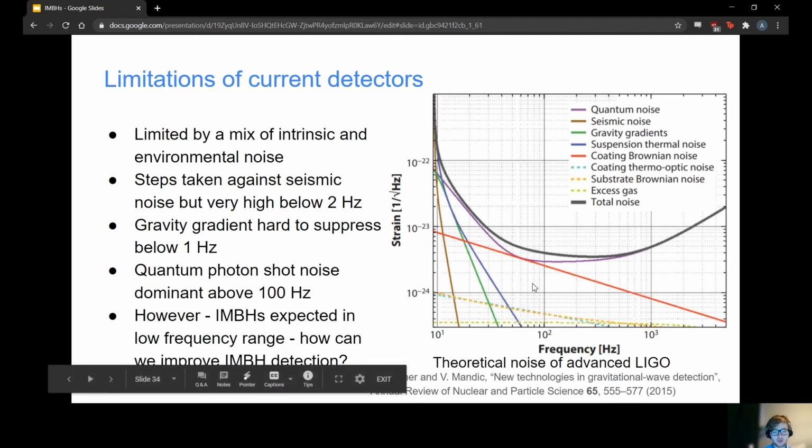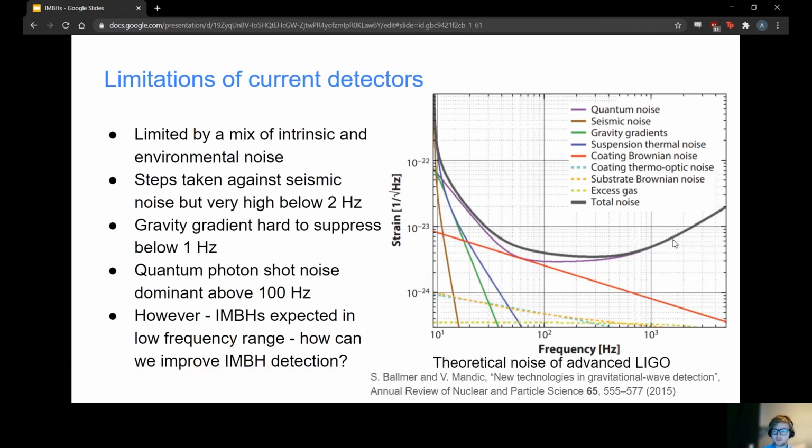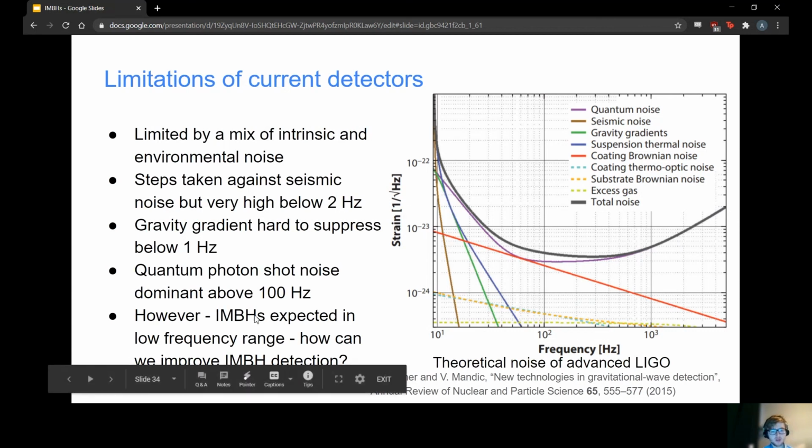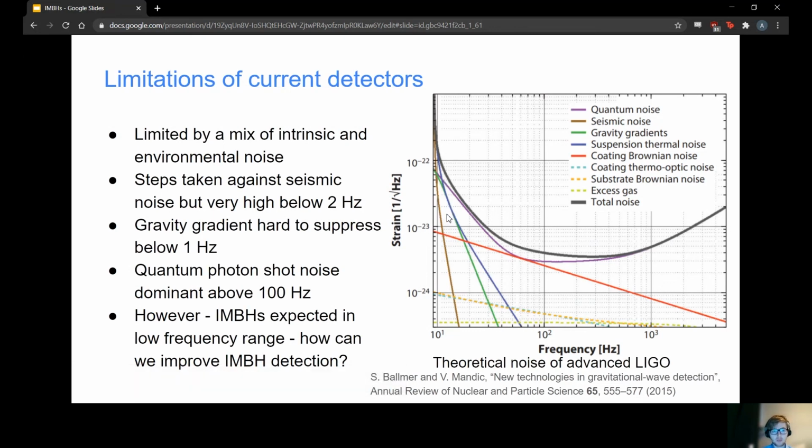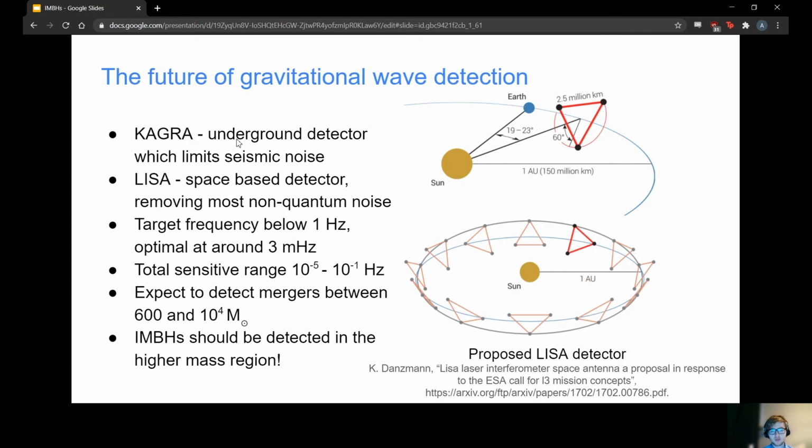Photon shot noise is dominant above 100 hertz. Photon shot noise is just the randomness of the photon quanta arriving at the mirrors. Though this doesn't really affect our detection of intermediate mass black holes. So these are expected in this lower frequency range. So we need to improve low frequency detections to improve intermediate mass black hole detection. There's some ways we can do this.